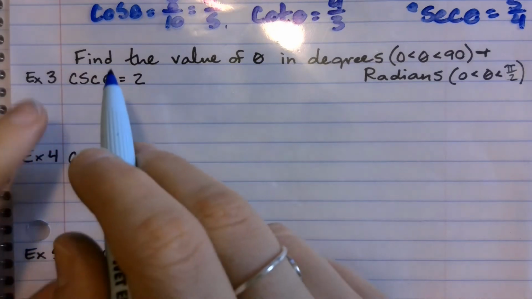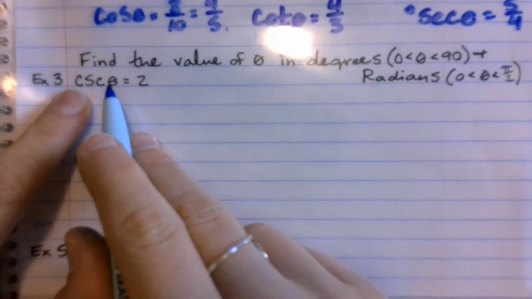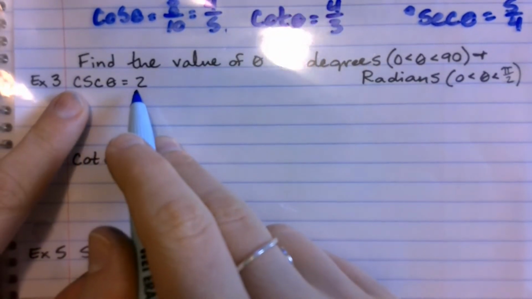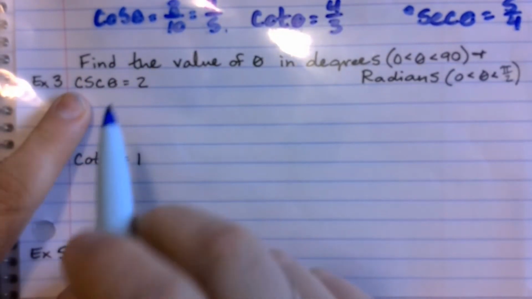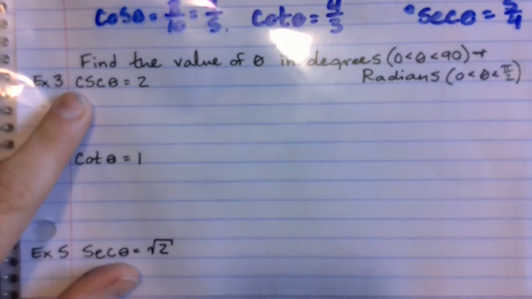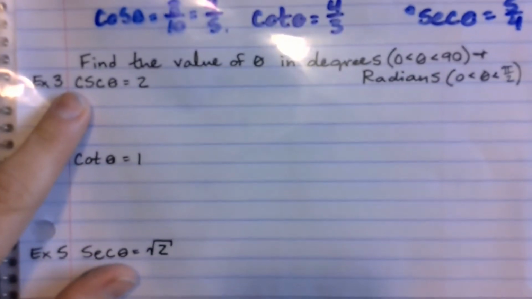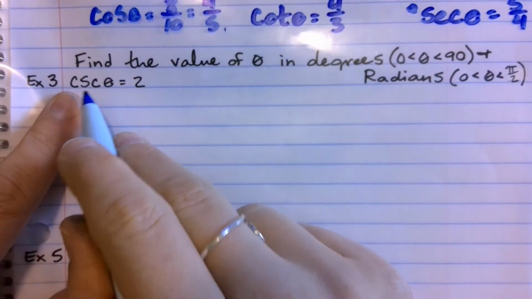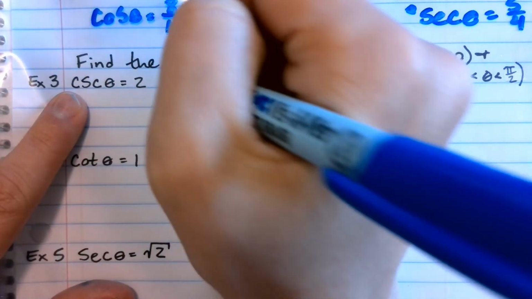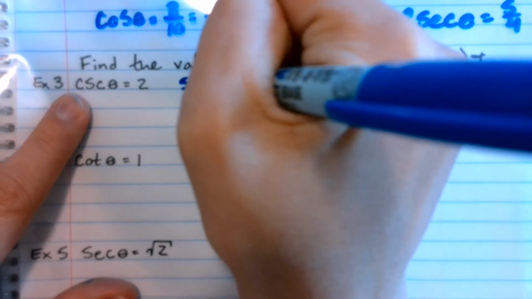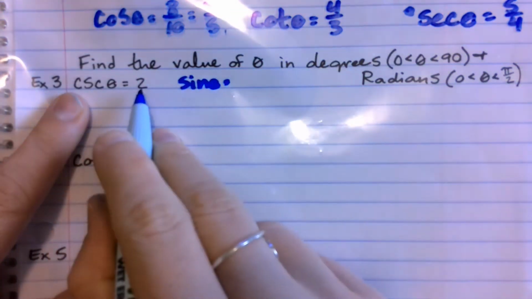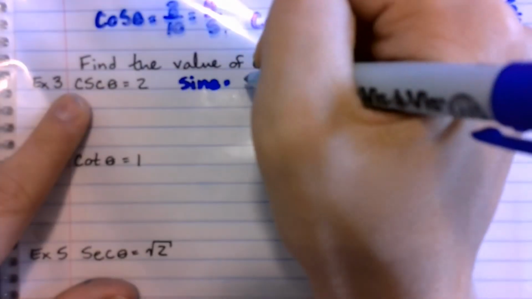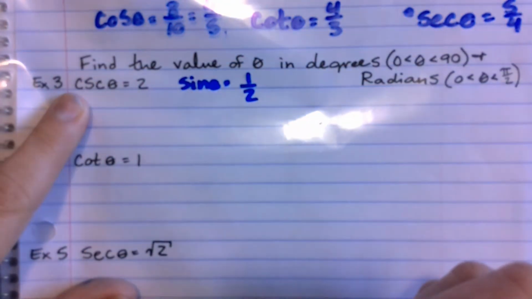So starting with our example 3, if cosecant of theta equals 2, this is not necessarily one that I would have you memorize, but we can relate it to one that you have memorized. So we're going to go ahead and say that cosecant is actually the reciprocal of sine. So if cosecant of theta is 2, that means that the sine of theta is 1/2.